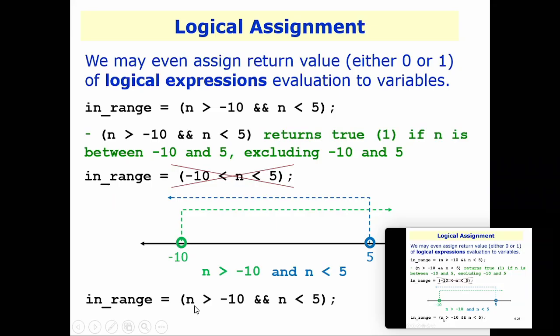Then how can you express it? n larger than -10 and n less than 5. So this is how you can define a number range. Use the AND symbol.